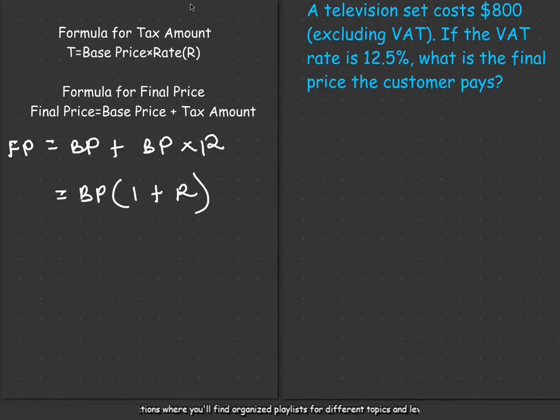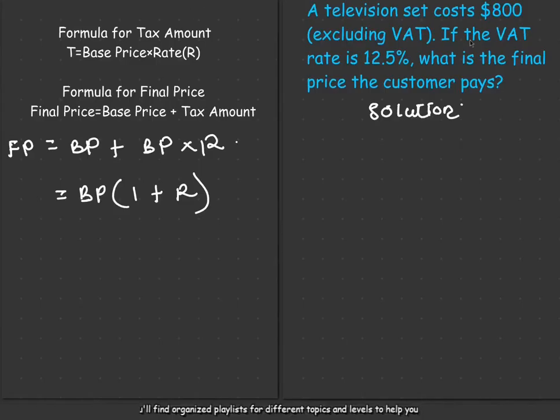So our first question here says, a television set costs $800. That is excluding VAT. If the VAT rate is 12.5%, what is the final price the customer pays? What is the final price the customer pays? So let's look at our solution.